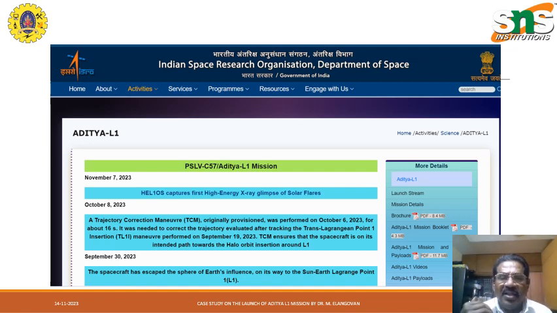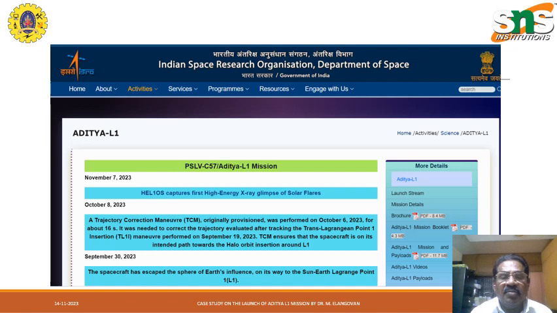Now, in this case study, we looked at the launch of the Aditya L1 mission successfully. We also came to know about the L1 point, or the Lagrangian point, which is a balance point where there is no equal push or pull between the Earth as well as the Sun, and it is a point or a small circle around which this is going to hover.